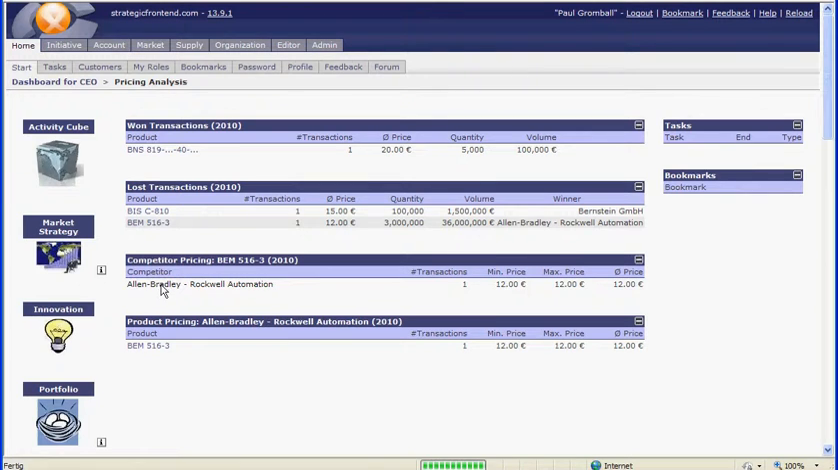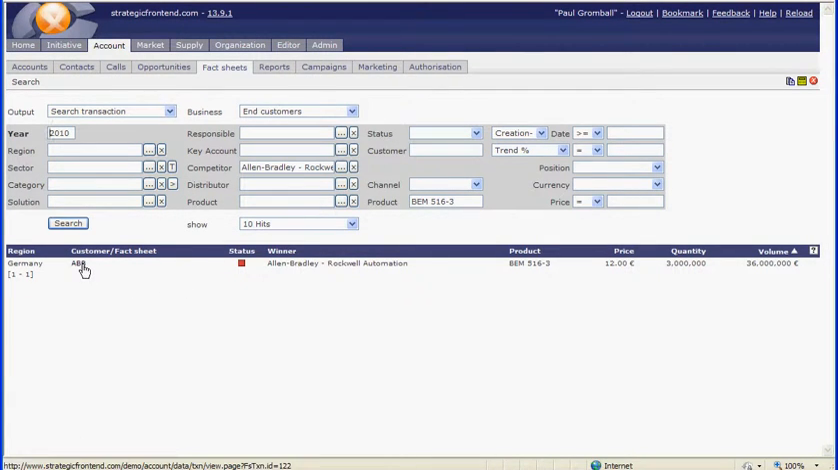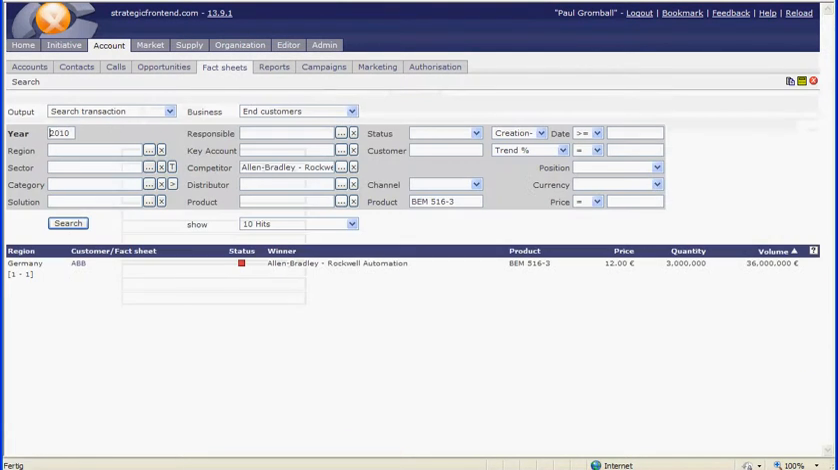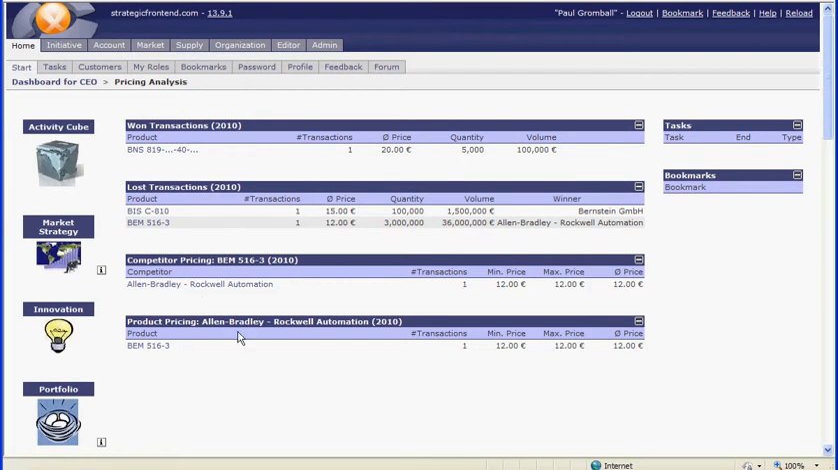Here on the competitor pricing, you see again this was the major transaction, and also I think on the product side you will have the similar kind of possibility for analyzing prices in a market.